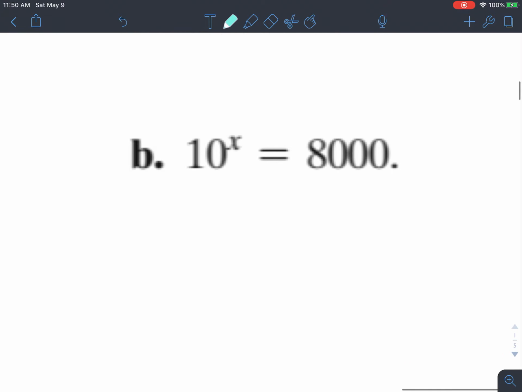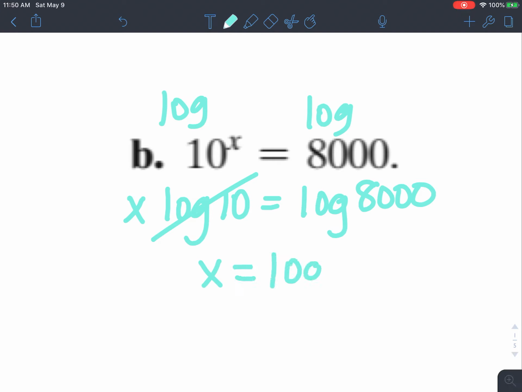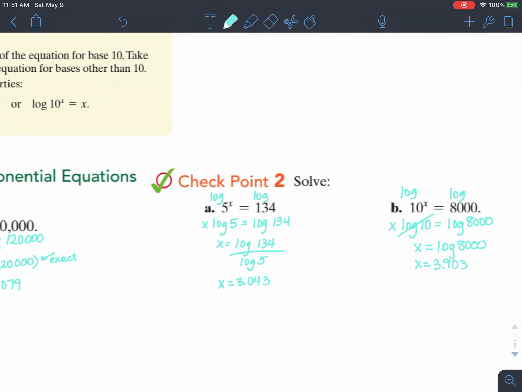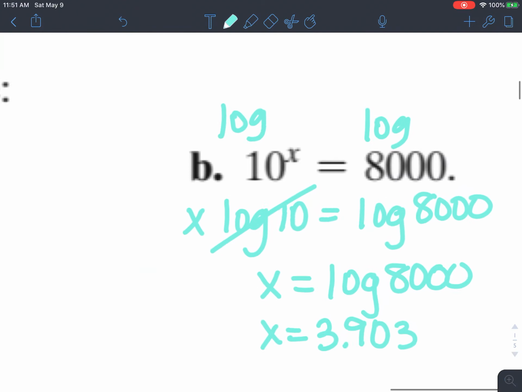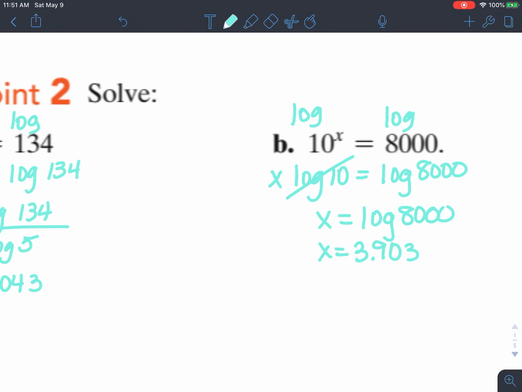Okay, next one. I'm going to take the log of both sides. I get x log 10 equals log 8,000, but that equals 1. So x is just log of 8,000. X equals 3.903. And you could take the same exact problem but do natural log instead. It doesn't matter, you're going to get the same answer. You'd have to then divide by ln of 10.